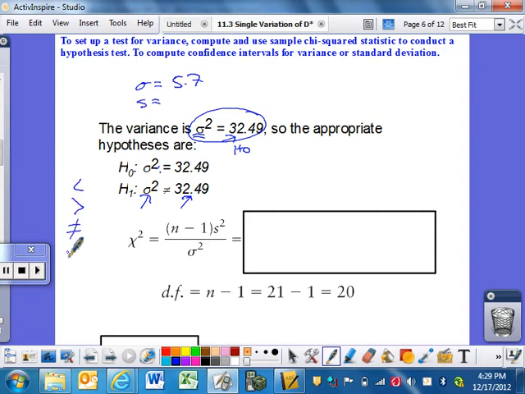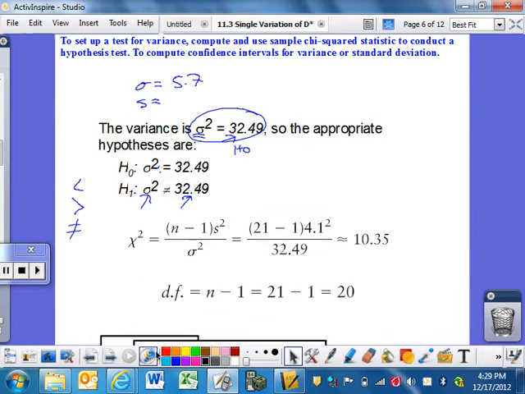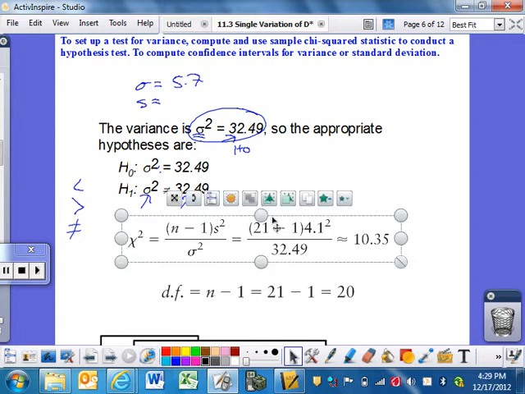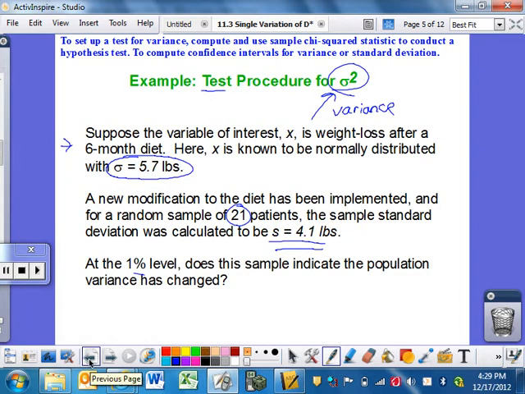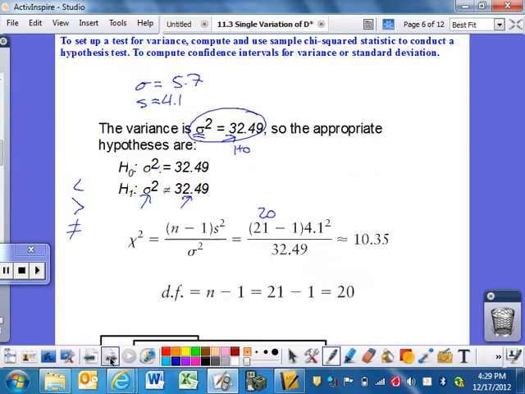Now you need to find a chi-squared number. This is really easy once you have these numbers. So n is 21, so it ends up being 20 in here, times this s you got before. This was 4.1 on the previous slide. They got that in their sample. And then we know that this is always going to be your null. And then you end up getting a chi-squared number of 10.35.